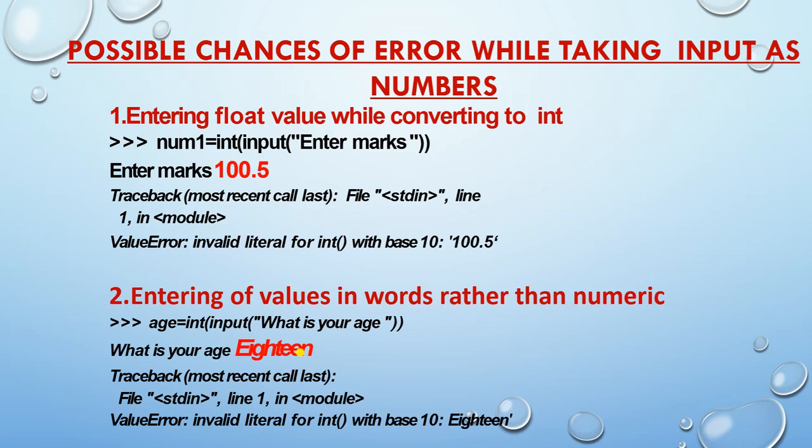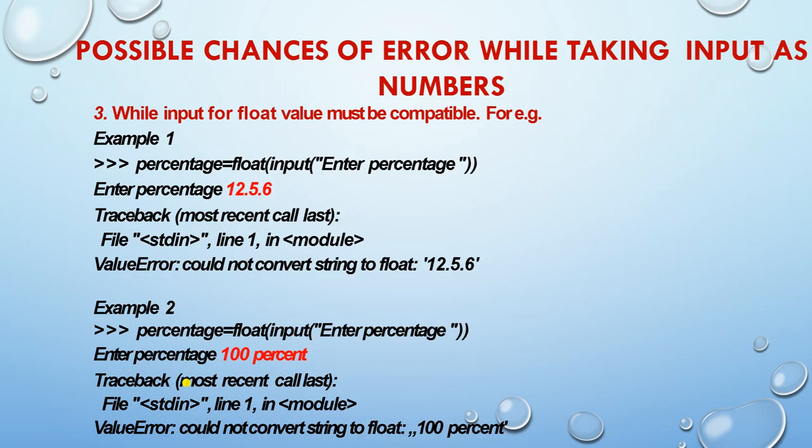So the possible chances of error while taking input as a number: the first one is entering a float value while converting to int. You are entering a float value, and the user uses the int function, so it will give you the error. Okay, next is entering the value in words rather than numeric. So in this you are using the function int and entering the value as a string, so it will also give you an error.